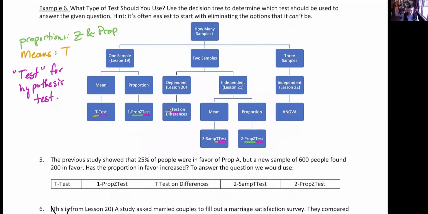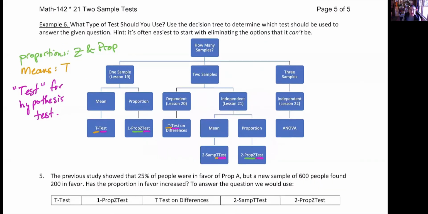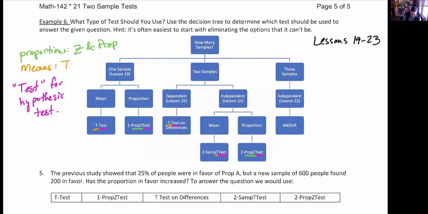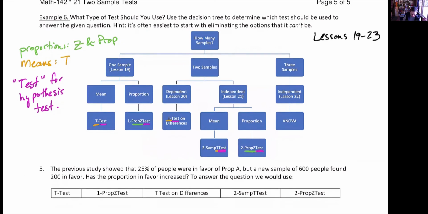I've got a decision tree for you, and the second part of the final exam is only going to cover Unit 3, so lessons 18 to 23. This here is a decision tree for lessons 19 to 23. Which one we use depends on how many samples we use. Everything is dependent on how many samples we have. In each of these, I give you a whole bunch of scenarios, and I ask you to determine what test we're going to use.